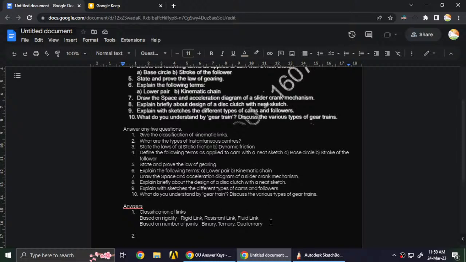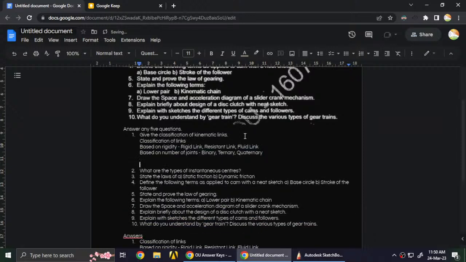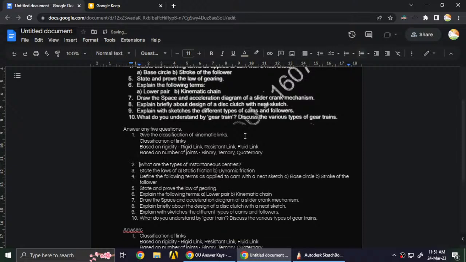So first question is classification of kinematic links. Classification can be done on various different bases. Based on rigidity, the links can be classified as rigid, resistant, and fluid. Resistant links are those which are rigid only in one particular direction, for example a chain or a belt. They work only in tension, whereas in compression they are unable to maintain rigidity, and hence they are not able to work as kinematic links in transferring motion.